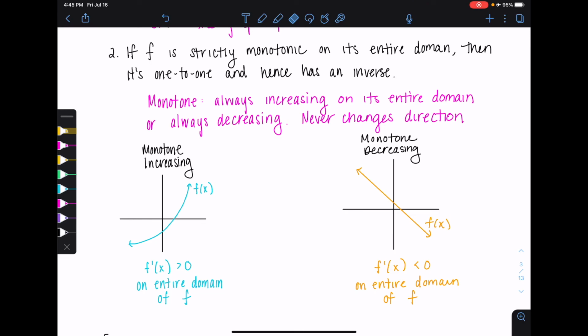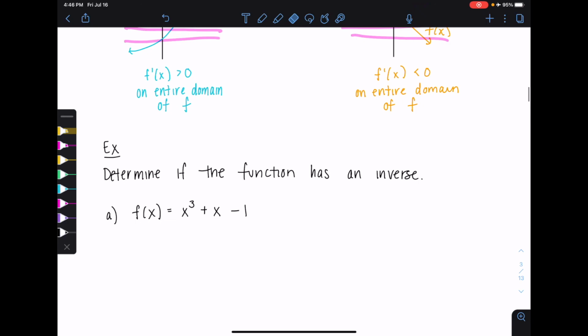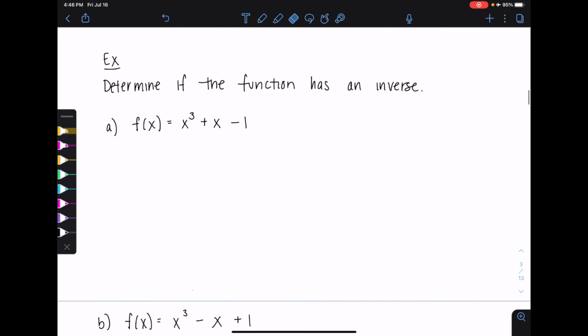If you don't necessarily know what the graph looks like off the top of your head, you can take a look at the derivative. If it's always positive or always negative, then you're guaranteed it will have an inverse, because both of these kinds of functions will always pass the horizontal line test. They will never hit your graph in more than one spot. All right, so let's try some examples. Let's determine if the function has an inverse. We're going to start with x cubed plus x minus 1.